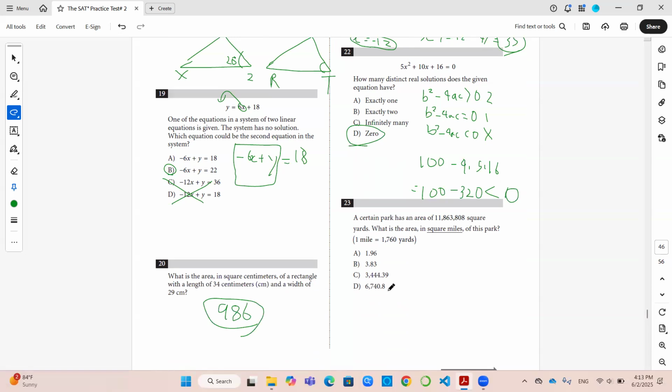Okay, unit conversion problem here. So if we have the square yards, and don't forget to multiply this twice, because we're looking for the area.